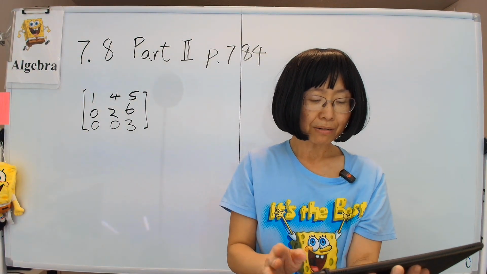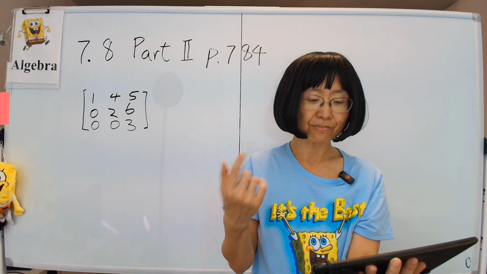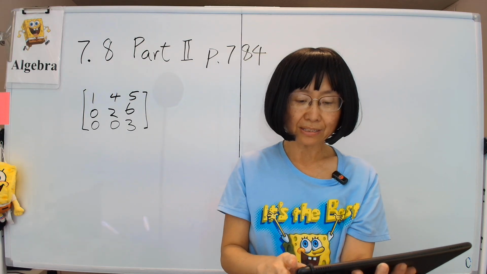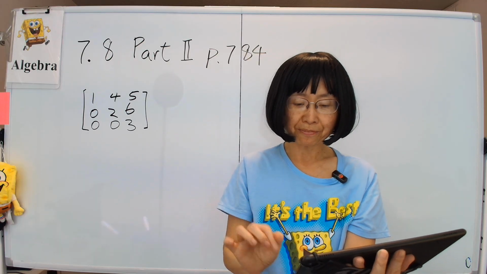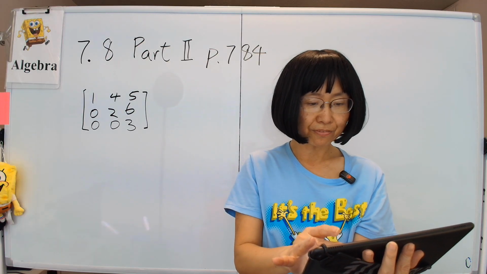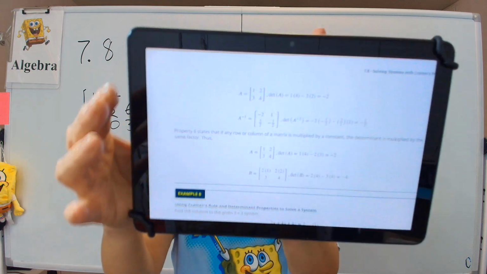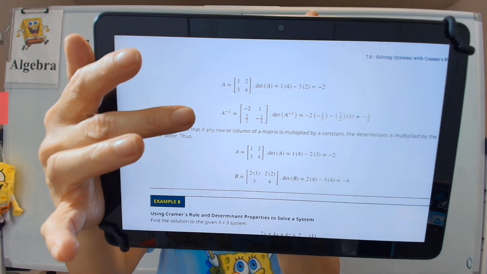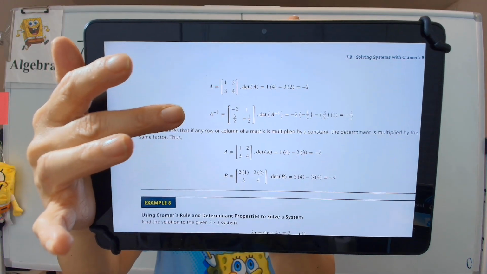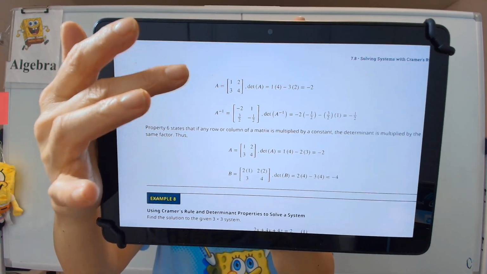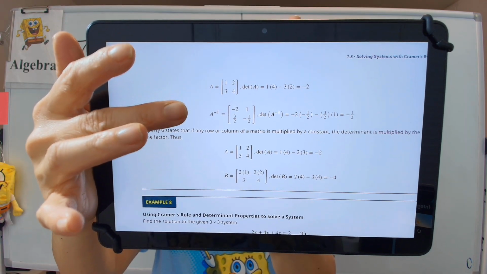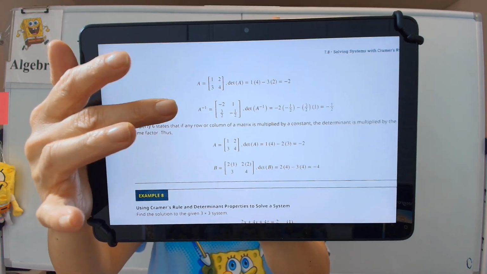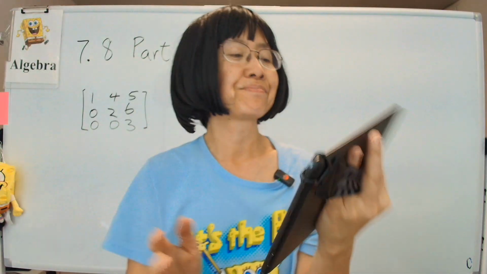Next, property 5 says if you have an inverse matrix, then its determinant is the reciprocal, that is 1 over. And as an example of that, please do this also. There's a matrix here, okay? Calculate its determinant. This is its inverse. Calculate its determinant. And you notice that one is the reciprocal, that is 1 over. Okay, this determinant is -2, then this one is -1/2.